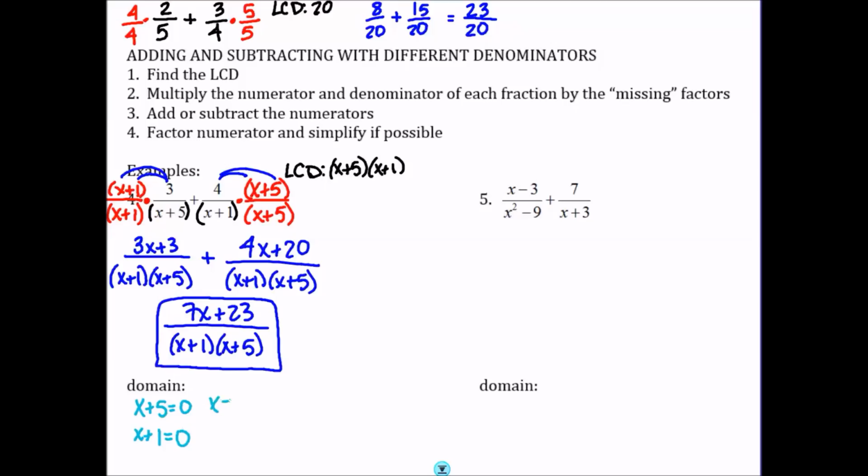So you end up with x equals negative 5 and x equals negative 1. So our domain is x such that x does not equal negative 5 or negative 1.